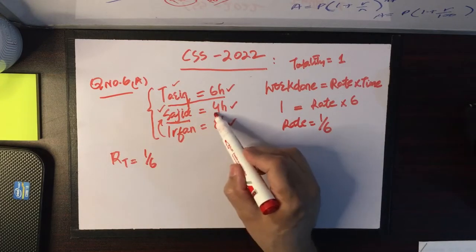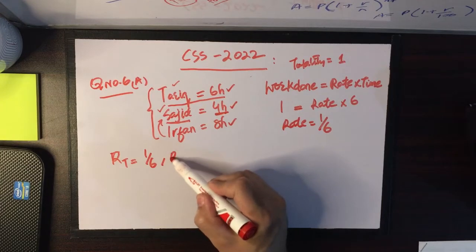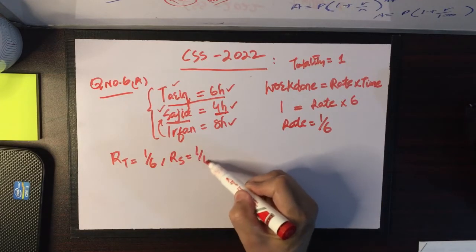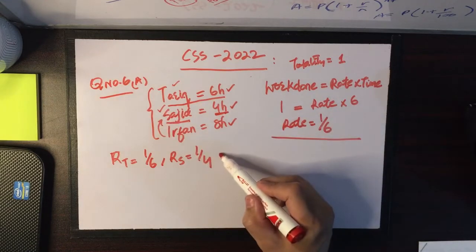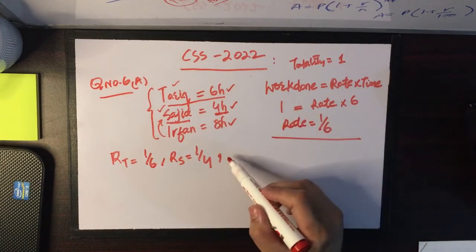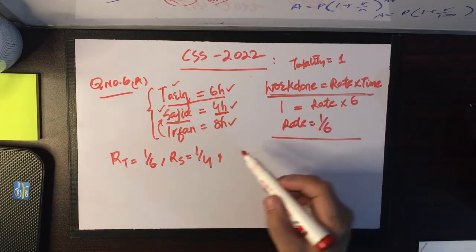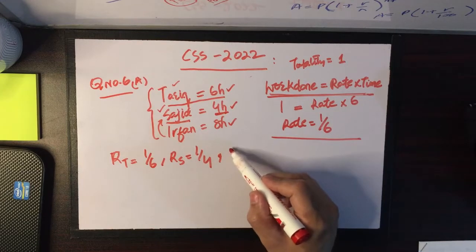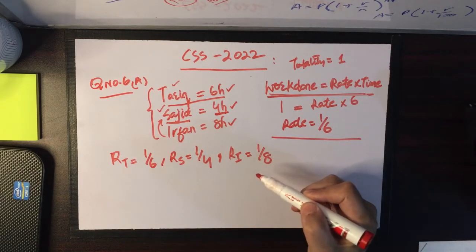Similarly, if Sajid does a job in 4 hours, the rate of Sajid would be 1 divided by 4. We're doing the same thing with all of them. The time is given, work done is 1, and we're finding the rate using this formula: work done is equal to rate into time. Now, the rate of Irfan is 1 over 8.